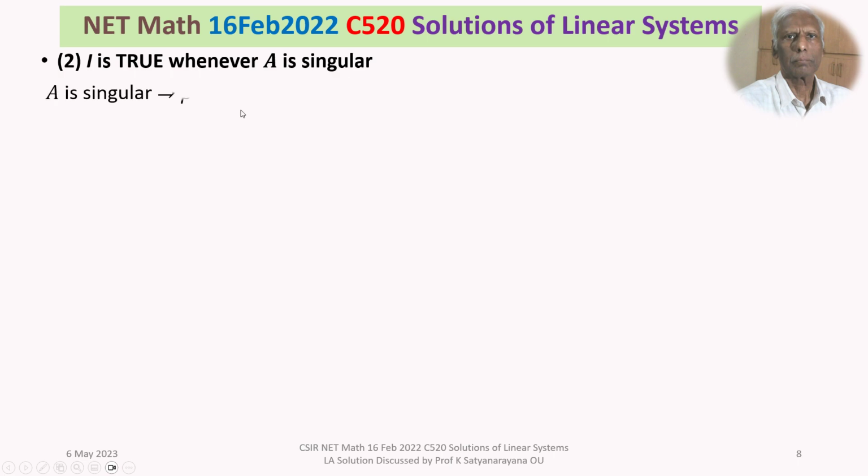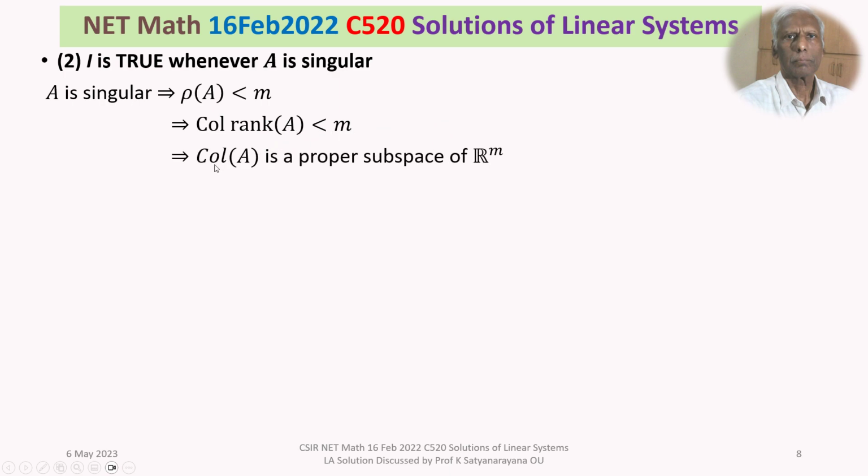We prove this one. A is singular, because it is given, implies the rank of A is less than m, because A is an m by m matrix. This implies the rank of A is equal to column rank is equal to row rank. That implies column rank of A is less than m. This means the column space of A is a proper subspace of R power m. Therefore, there exists a B belongs to R power m, B not equal to 0, such that B is not an element of column space of A. This is possible.